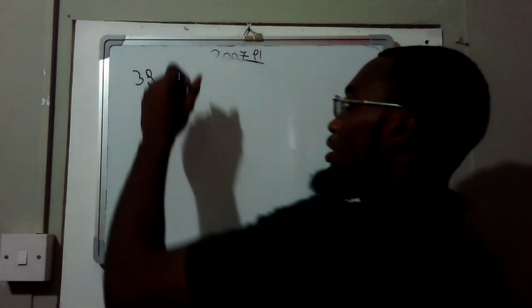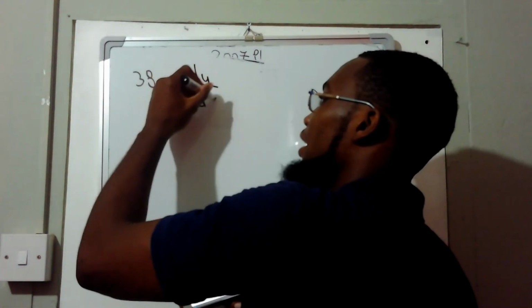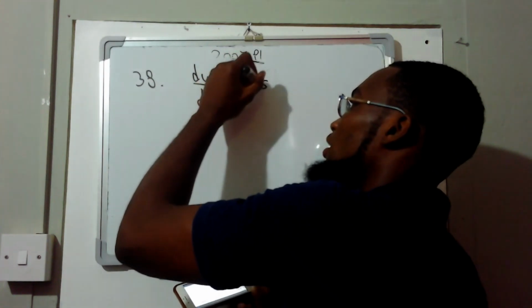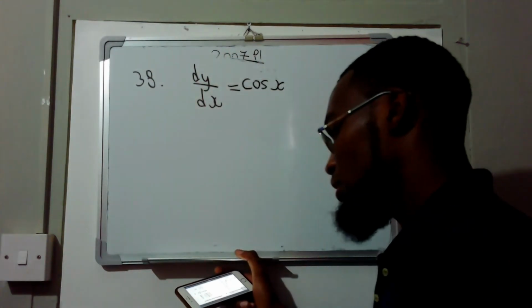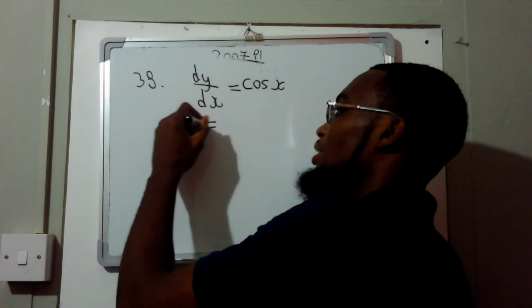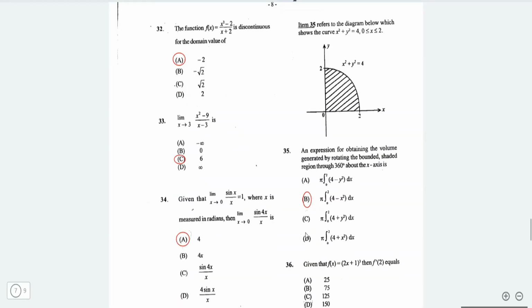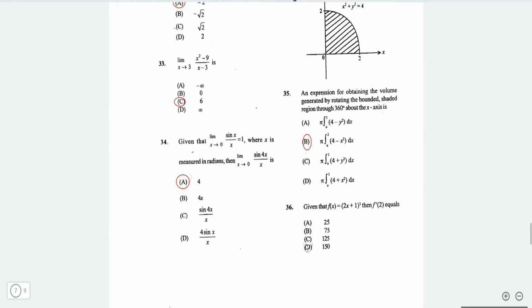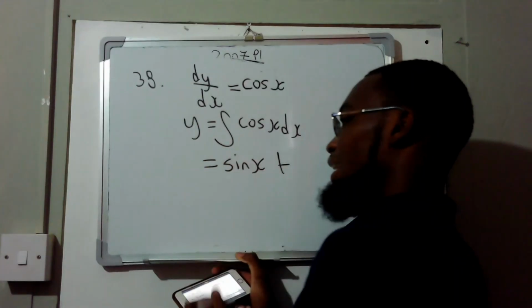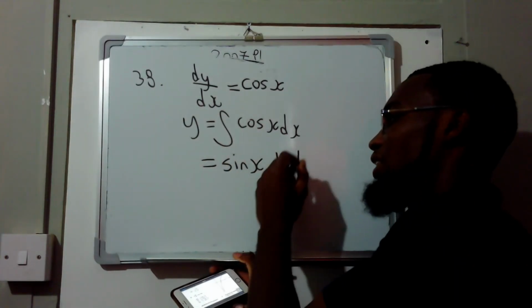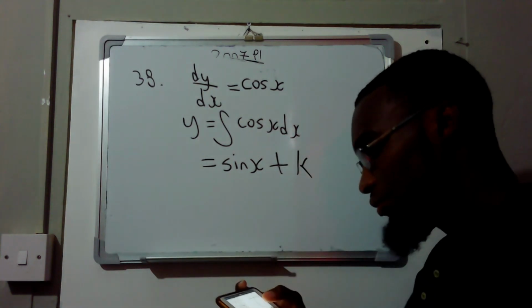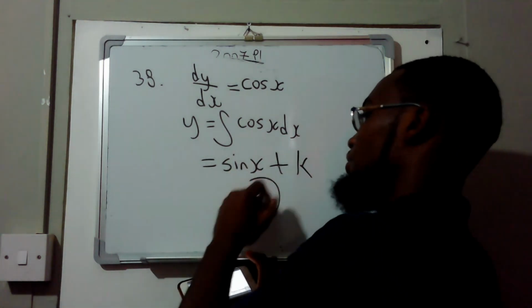Question 38 tells us that dy by dx is equal to the cosine of x. So what that means is y is equal to the integral of dy by dx, which is cos x. When you integrate cos, you get sine x. But then you have to add your constant of integration k. That's option A.